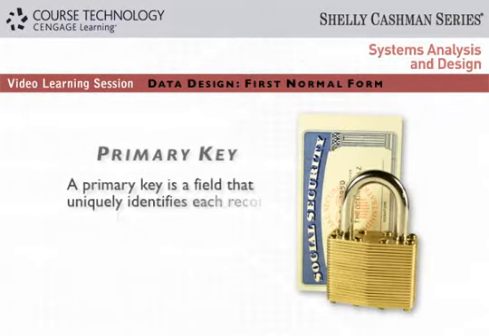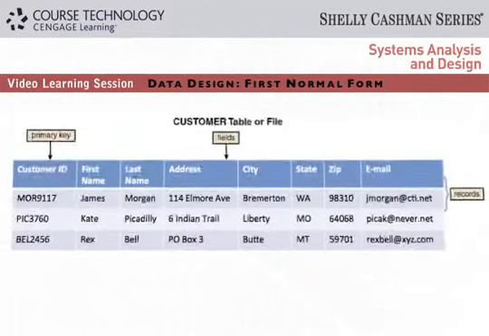A primary key is a field that uniquely identifies each record in a table. For example, a Social Security number can be a primary key because there are no duplicates. A date of birth could not be a primary key because many people might have the same birth date. A table resembles a spreadsheet. The records are like rows and the fields are like columns. In the customer table, the primary key is the customer ID.